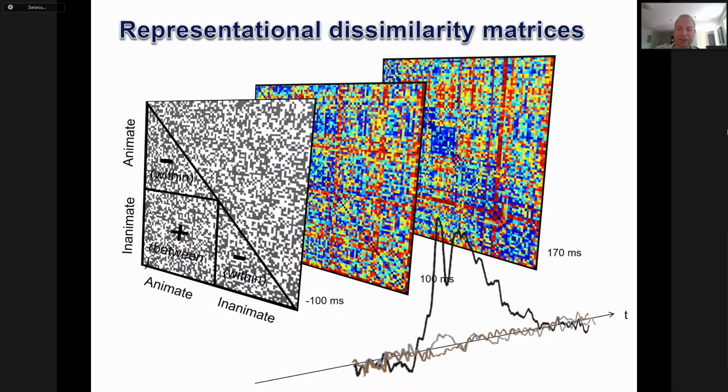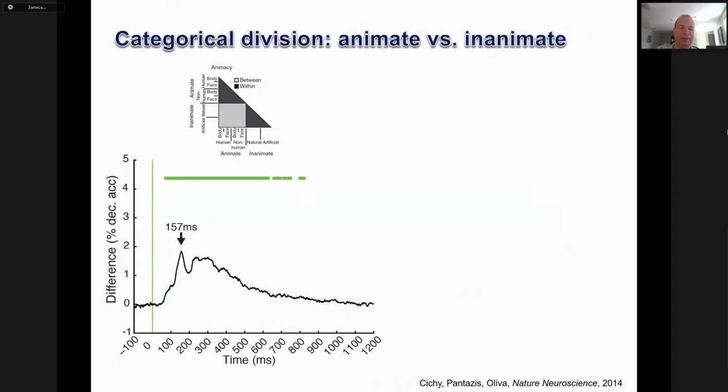So indeed, there seems to be something special happening in the brain, and this is the way we can do statistics as well with permuting labels. And eventually we end up with these decoding time courses showing how, for example, in this case, for the animacy category, the decoding time course peaks sharply at 157 milliseconds.